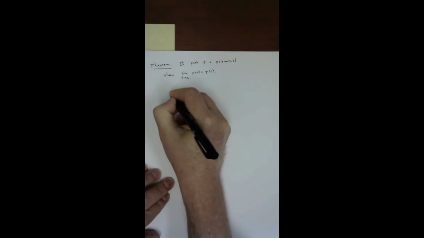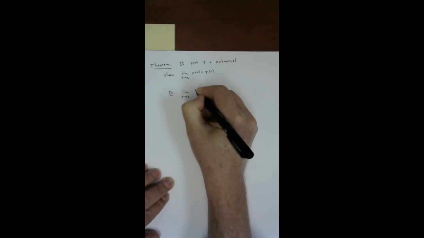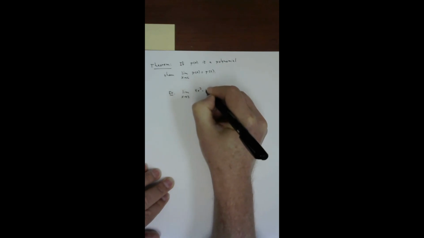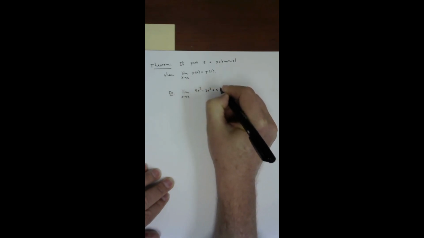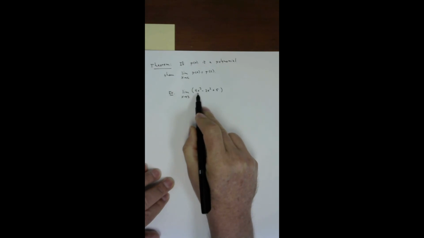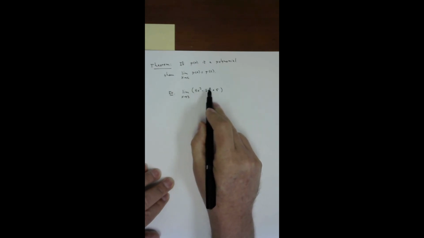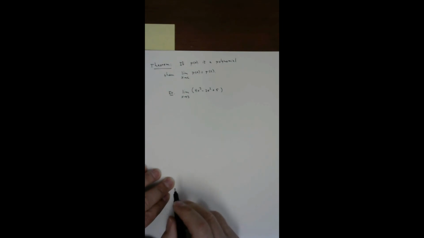Here, let's illustrate what we mean. The limit as x goes to 3 of 4x cubed minus 2x squared plus 5. This is a polynomial. Remember, polynomials are just sums of terms that look like ax to the n, where these exponents have to be natural numbers, whole numbers, 1, 2, 3, 4, etc.